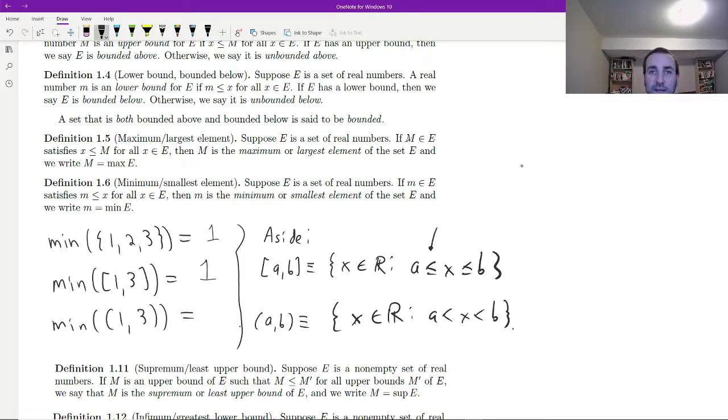If we have the open interval from 1 to 3, that is, all real numbers that are strictly bigger than 1 and strictly less than 3, well, then it's not so obvious what the minimum is supposed to be. There's a natural guess, right? The minimum should be 1, just like it was for the other sets. But if you look at the definition for a minimum, we need the prospective minimum to actually be in the set. So 1 isn't in the set, and so 1 can't possibly be the minimum.